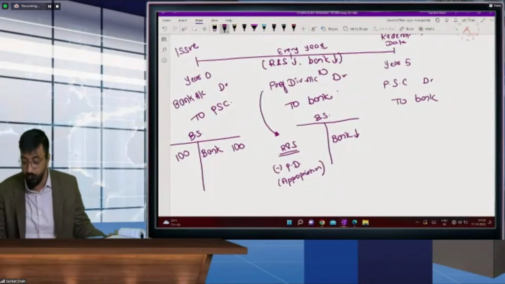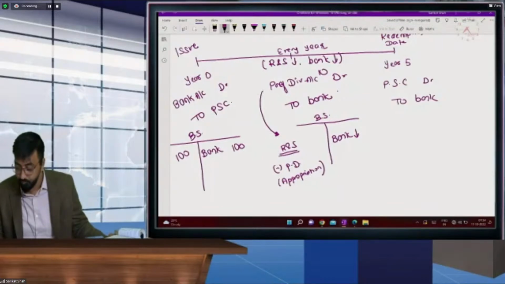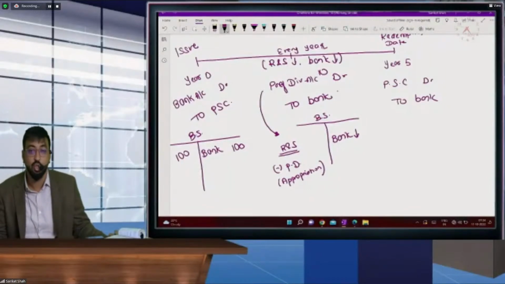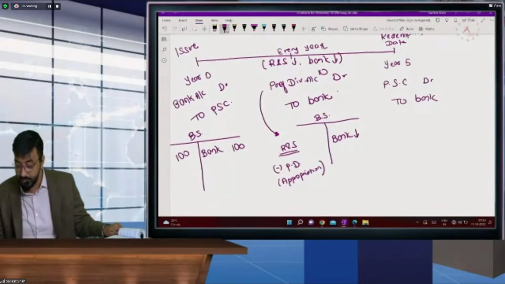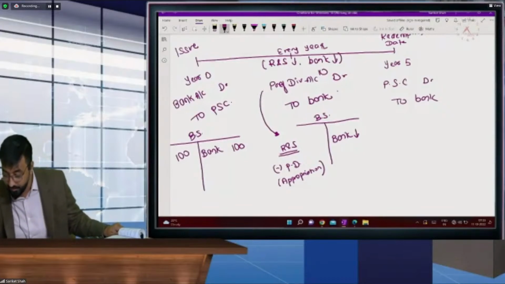Very good, very good. Rushabh, very good beta. Chaliye, so now you are clear with this concept, preference share capital, concept number 1. You are aware of what the entries are at the time of issue, what the entries are every year, and what the entries are after. Yes, sir, your questions are visible, beta.